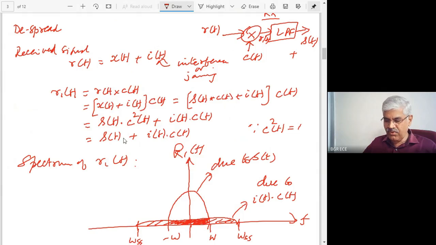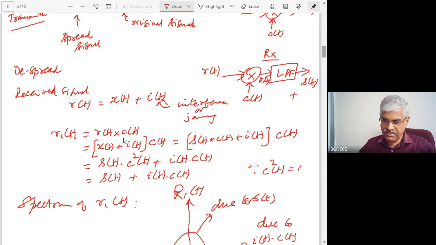So the signal to noise ratio, the signal to jamming power ratio, is very high. Signal power is that much, jammer power is very small, and therefore your required quality can be obtained. So all this was possible because of a particular property of the code. It was not that easy.